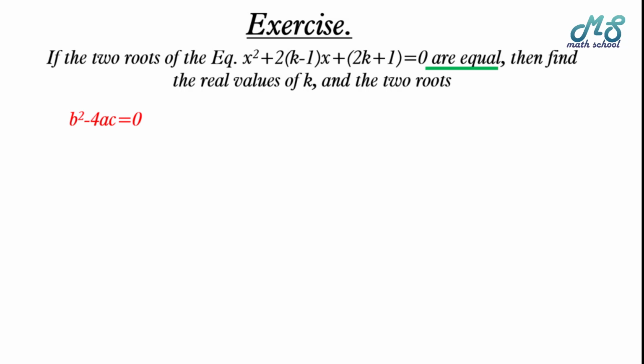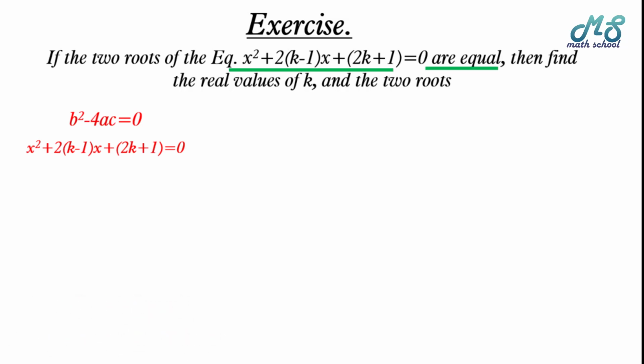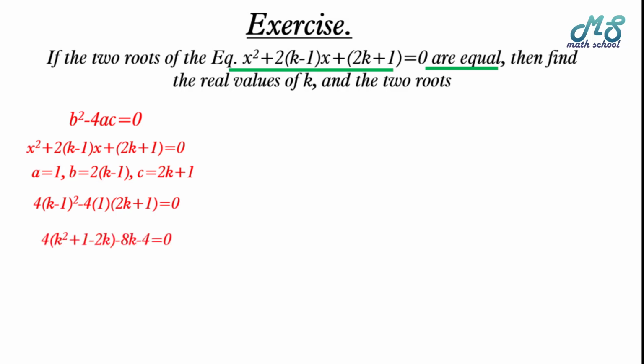Now the given equation x squared plus 2 times (k minus 1) x plus 2k plus 1 equals 0, we can deduce directly the value of the coefficients. a equals 1, b equals 2 times (k minus 1), and c equals 2k plus 1. Substitute in the relation b squared minus 4ac equals 0. We get guys 4 times (k minus 1) squared minus 4 times 1 times the value of c, which is 2k plus 1. Now simplify.